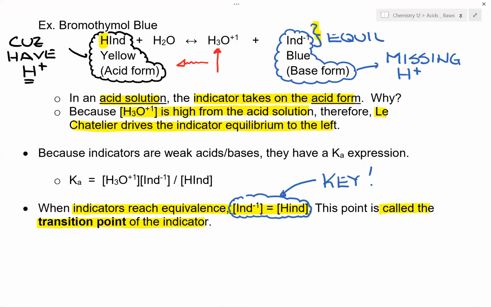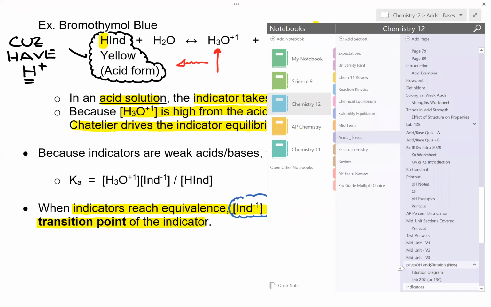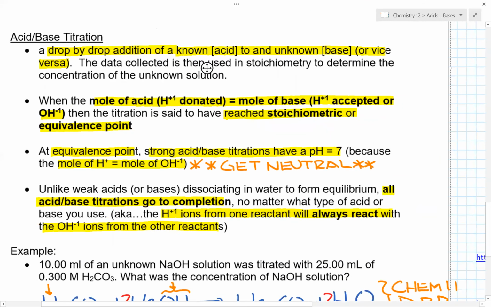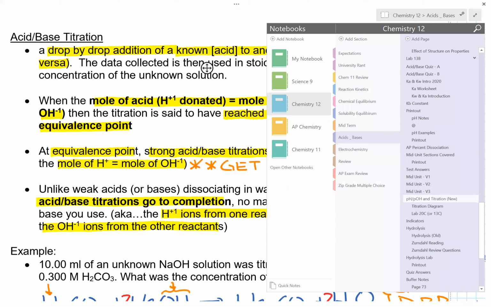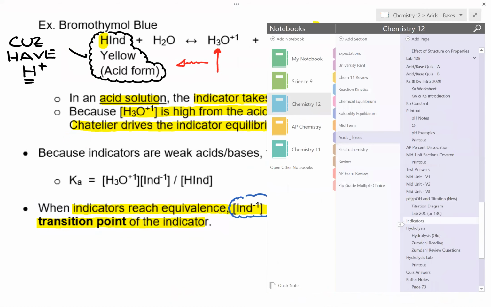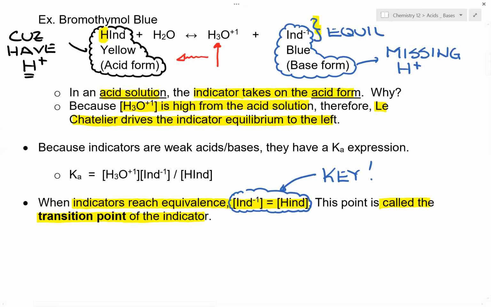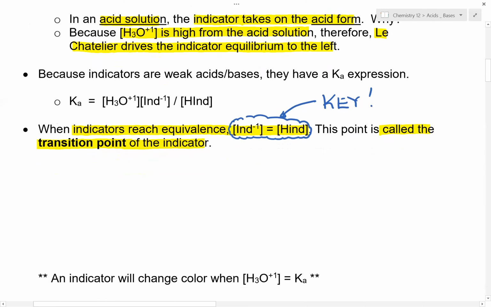Now, we've talked about equivalence point before when we did titrations, where we said moles of acid is equal to the moles of base. But in this case, when we're talking about equivalence point, we're talking about the base form equaling the acid form. This is the transition point of the indicator.